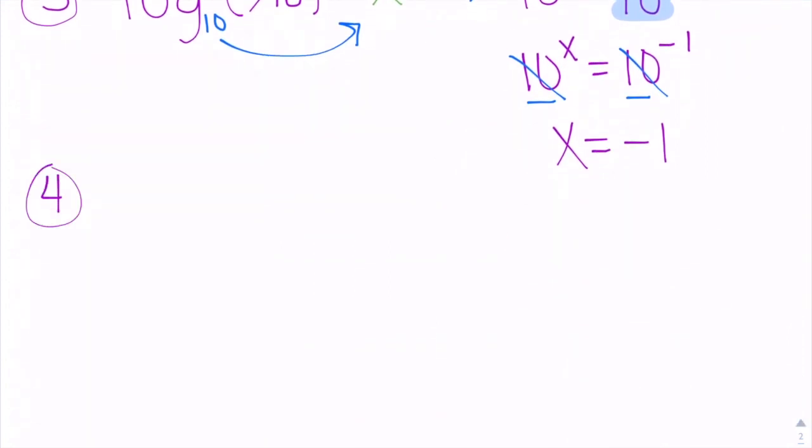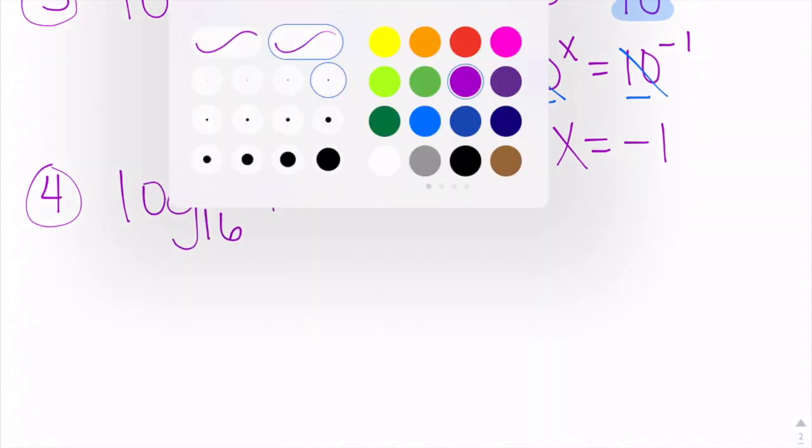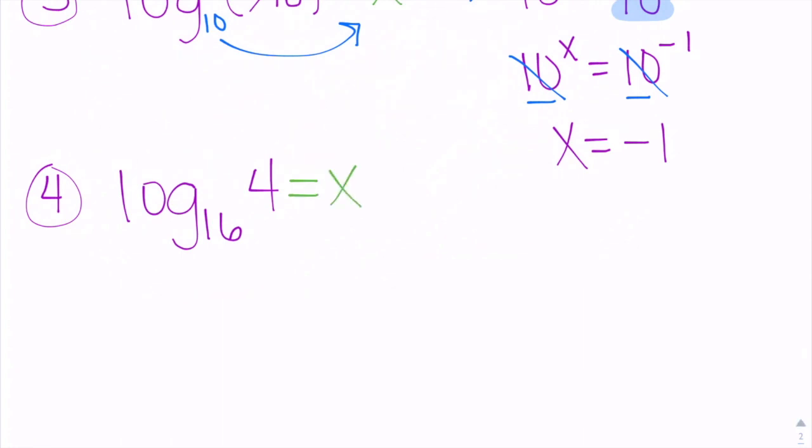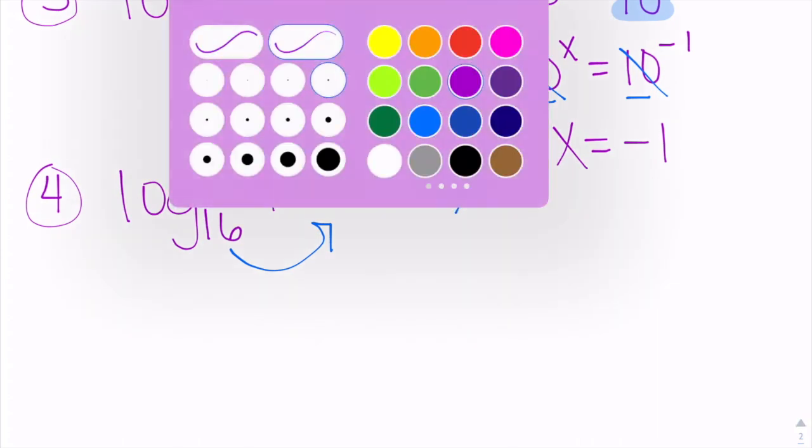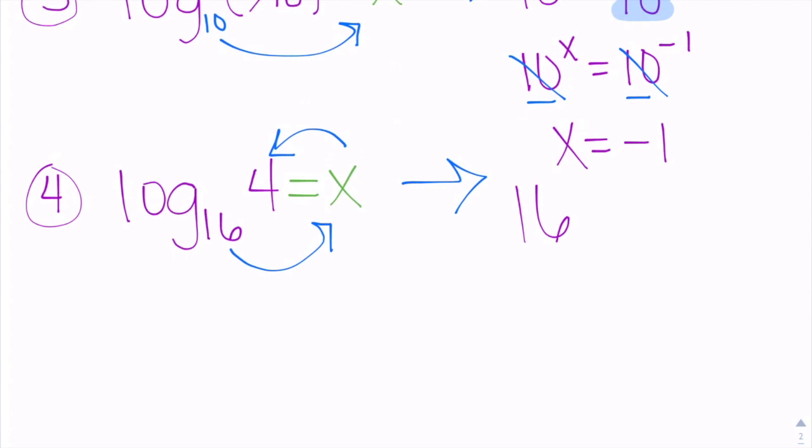Example 4, log base 16 of 4. We want to say that it equals x because it equals an unknown. Convert this to exponential form. So we get 16 to the x power equals 4. Forgot to highlight our last answer. And so now we're going to look here at the 16 because we can change 16 to be 4 to a power. And so the 16 here is equal to 4 squared.